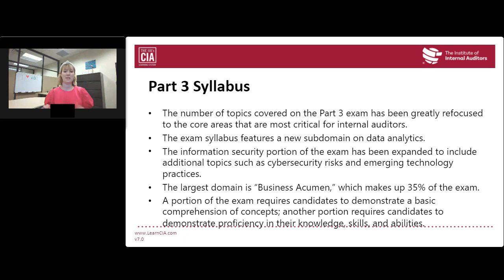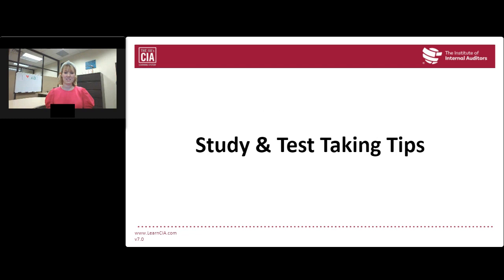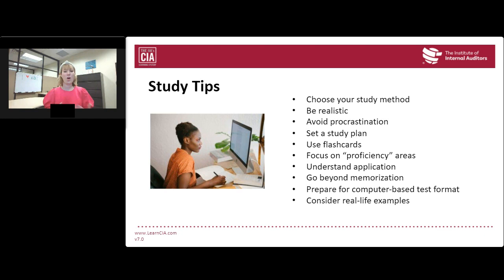So moving on to some study and test-taking tips, and you're welcome to share any of yours as well in the Q&A. Some are choose your study method. You all are lifelong learners, and you've all clearly graduated from a university or a college. You've graduated from a high school, so you know what study method works best for you. So don't try to use a one-size-fits-all approach. Think about how you study the best.